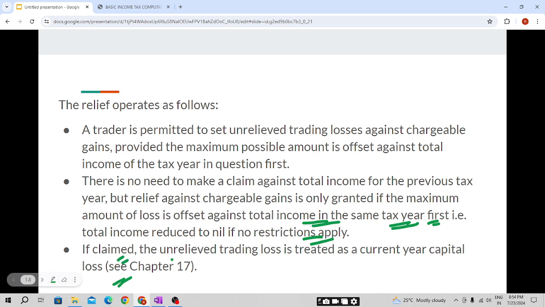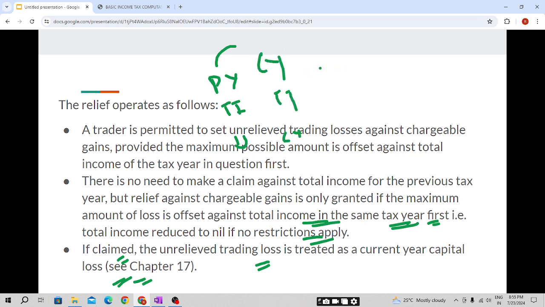If claimed, the unrelieved trading loss is treated as a current year capital loss. I hope this is clear, students. The remaining loss will be the trading loss. Either we can start by previous year, set off against total income and chargeable gains, or current year total income and chargeable gains, or carry forward. We have seen these 5 options, no issues in that.